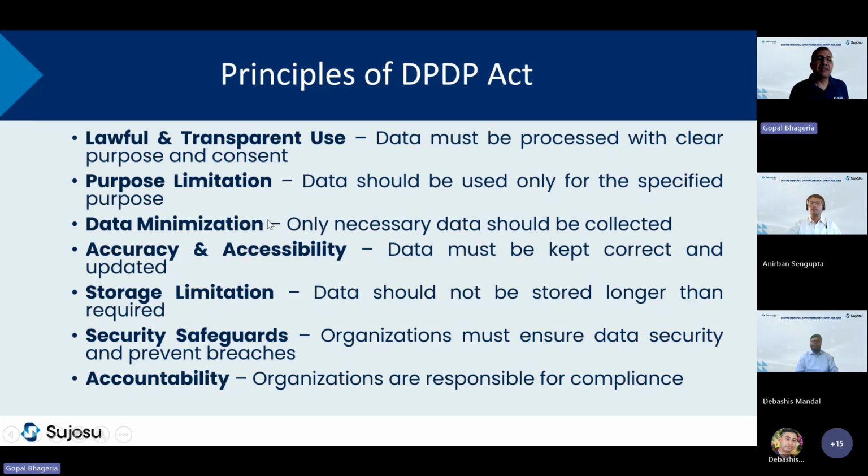There's data minimization. This is where I was talking about that mobile app. If you are serving me some information on a mobile app, probably you don't require access to my contact list. Why do you need to know who all I have in my contacts? So this DPDP Act follows these principles, that data should be minimized. Obviously, accuracy and accessibility.